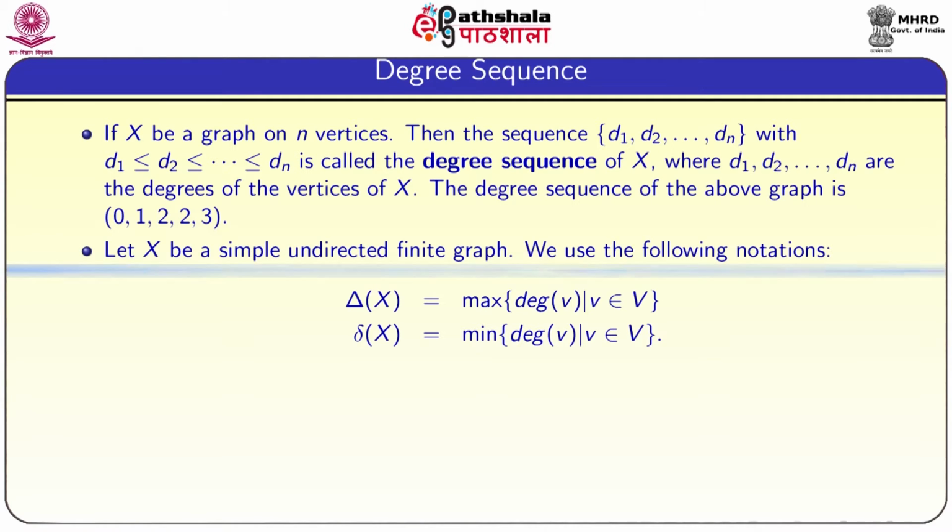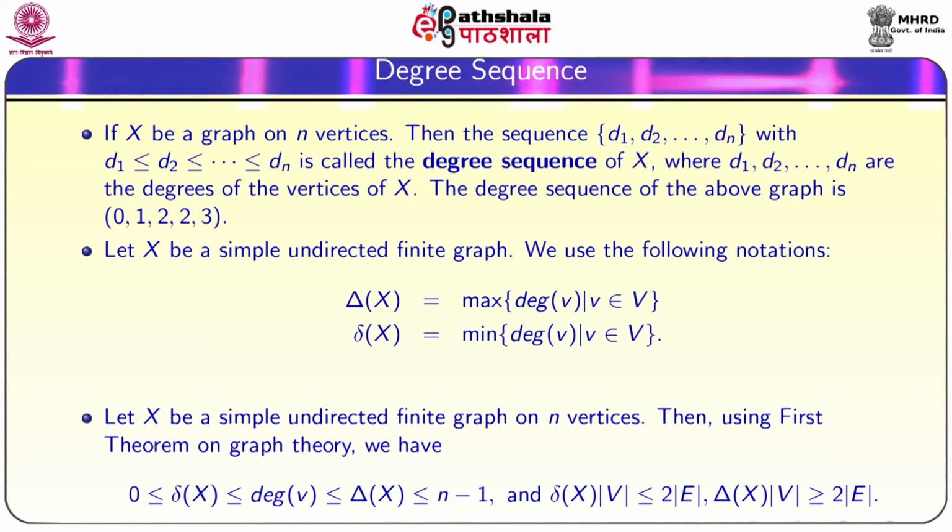Let X be a simple undirected finite graph, then we use the following notations. Capital delta of X is the maximum of degree of v and small delta of X is the minimum degree of v. Let X be a simple undirected finite graph on n vertices, then using the first theorem on graph theory we have that minimum degree is greater than or equal to 0 and that is less than or equal to degree of any vertex, which is less than or equal to maximum degree of the graph, which is less than or equal to n minus 1. The degree of a vertex is at most n minus 1.